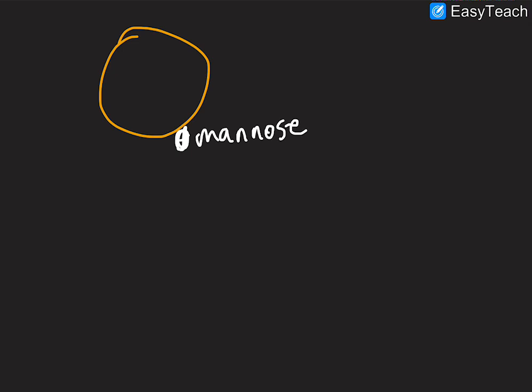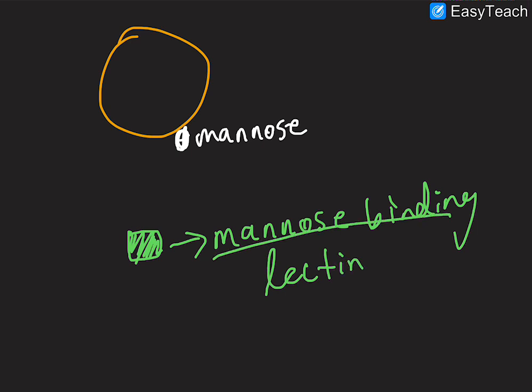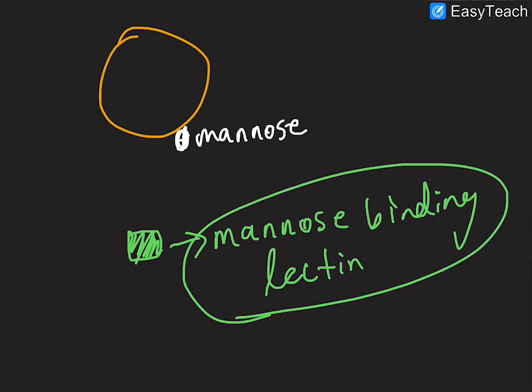So there are certain pathogens that have mannose on them, and our body produces something called mannose binding lectin. Let's say it's represented like this. And of course, with the name, you can tell what it does: mannose binding lectin binds mannose on pathogens that have mannose on them.